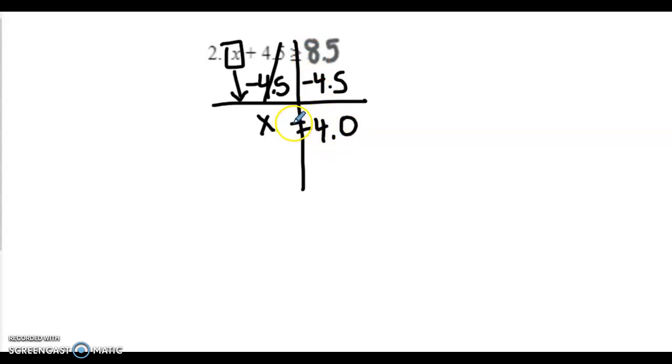Oops, see, I made a bad habit. Do you guys see my mistake? I accidentally put an equal sign there. It is not an equal sign. It is a less than or equal to symbol.